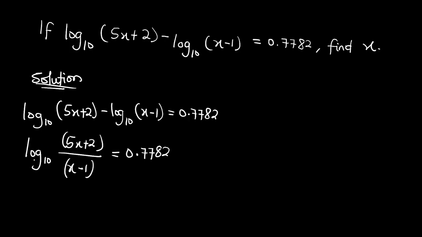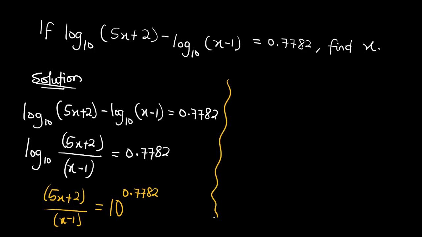Now from here, to get rid of the logarithm so we can solve the problem, the base 10 over here will now come to this side and be raised to the power of this particular number over here. So here we'll have 5x + 2, what is at the top, over x - 1. Then this will be equal to, now the base 10 will come here and be raised to the power over here. So this will now carry this base. So we'll have 10 to the power 0.7782.